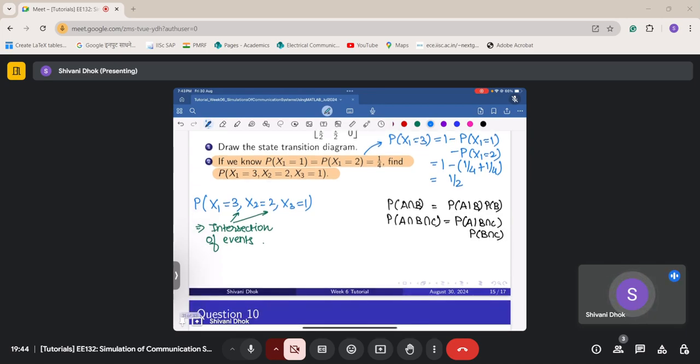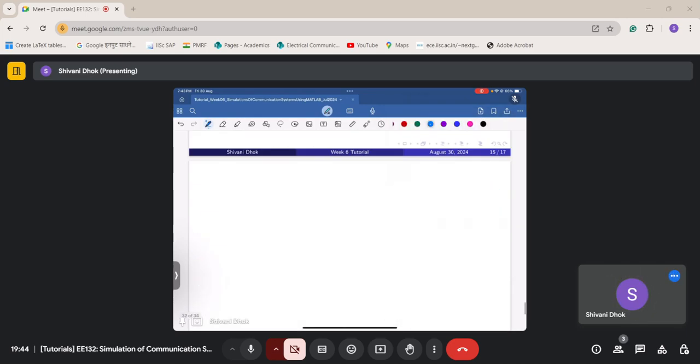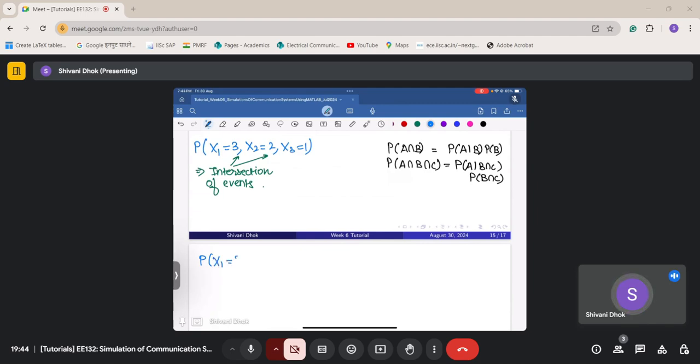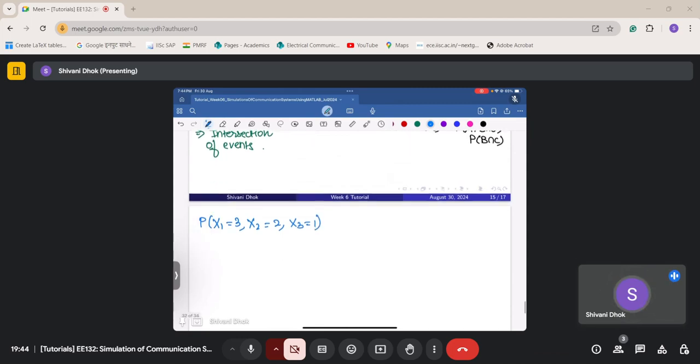So this thing here, probability of x1 equal to 3, x2 equal to 2, x3 equal to 1. What we can do is take the most recent state, that is x3, and write this as probability that x3 equal to 1 given x1 equal to 3 and x2 equal to 2, into probability that x1 equal to 3 and x2 equal to 2.